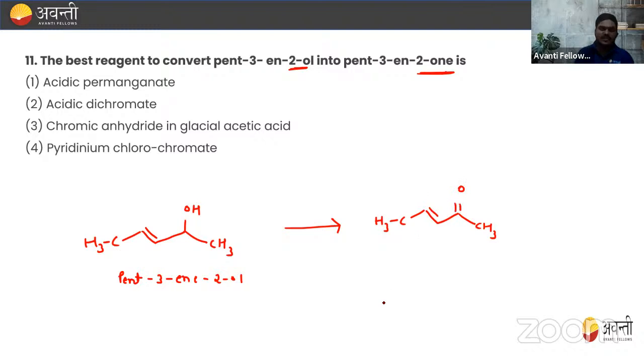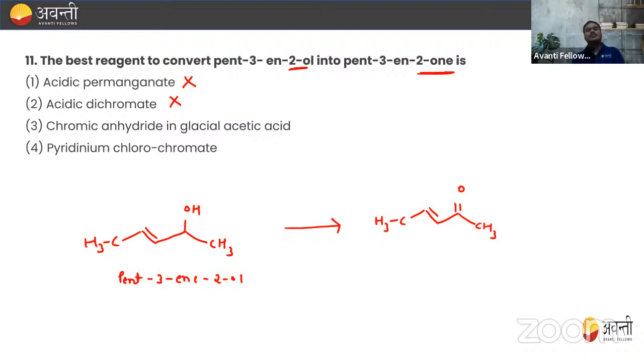So which reagent are you going to use? If you use acidic permanganate KMnO4 or acidic dichromate, then what forms, beta? Definitely they will form carboxylic acid. So these two options are not useful. Now the confusion is between option 3 and option 4. Out of these two options, which one is correct?